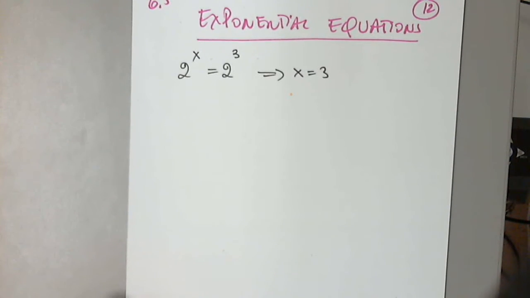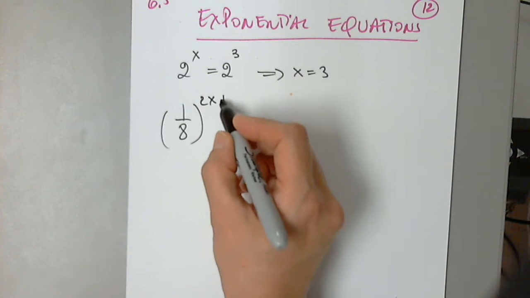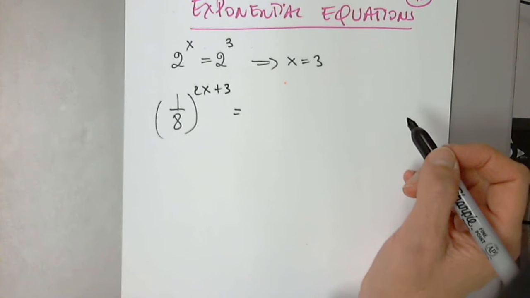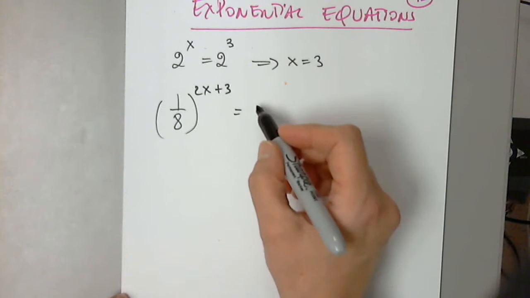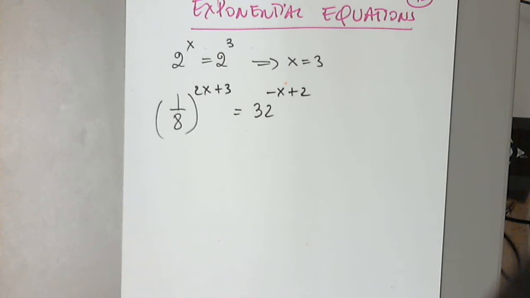Okay, the next level. (1/8) to the power 2x plus 3 equals 32 to the power negative x plus 2. Okay, this is not the simplest possible exponential equation. It's obviously an exponential equation. And my next thought is, can I make this number and this number with the same base?